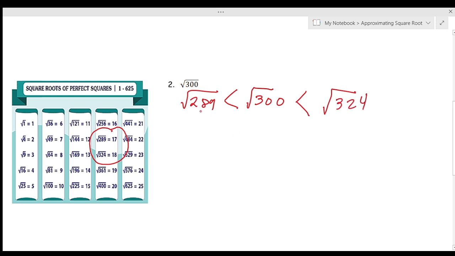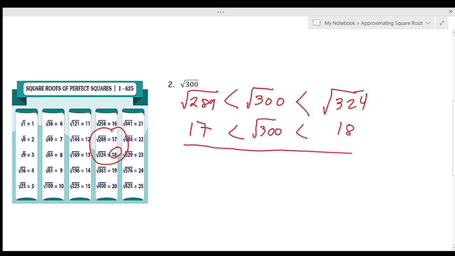The next step is we need to extract this square root of 289. So what is the square root of 289? So we have 17. So we put 17 and then copy that one, square root of 300, and then copy. Then what is the square root of 324? So we have already here. So we have 18. So therefore, our answer is the square root of 300 lies in between 17 and 18. That will be our answer, as simple as that.